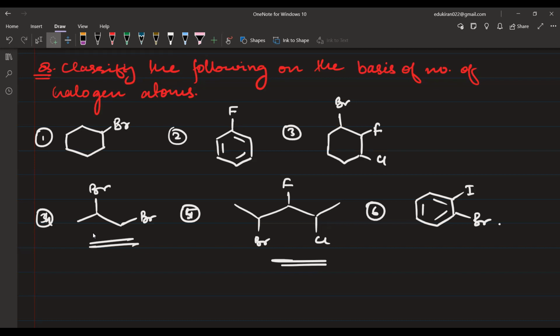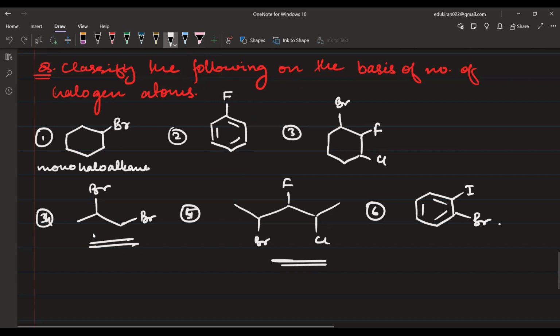Okay, tell me for the first one. It is haloalkane or haloarene. Fatima, tell me. Haloalkane. So how many halogen atoms are here? 1. So it will be mono haloalkane. Correct? Yes or no? Yes. Second one, is it aromatic? Do we have any aromatic thing here? Yes. Okay, so it will be what? Haloalkane or haloarene? So how many halogen atoms are here? 1 or 2? 1. So it will be mono haloarene, right?